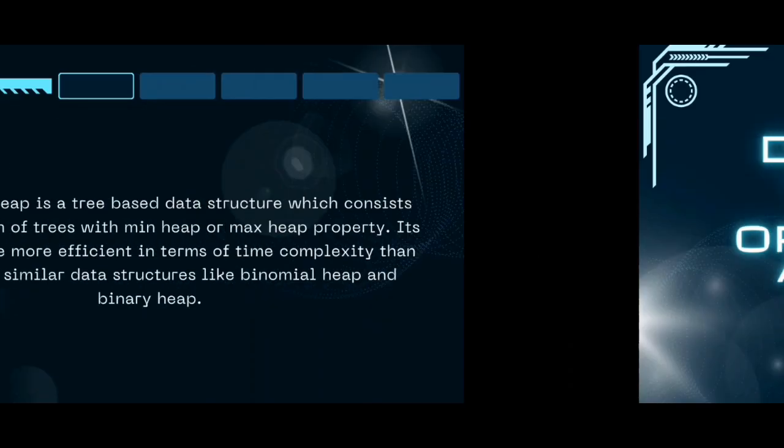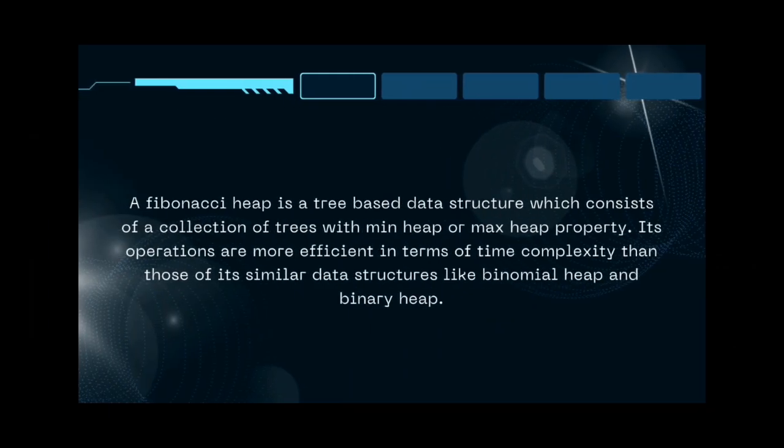my topic is all about decrease key and delete node operations on a Fibonacci heap. A Fibonacci heap is a tree-based data structure which consists of a collection of trees with min heap or max heap property. Its operations are more efficient in terms of time complexity than those of its similar data structures like binomial heap and binary heap.